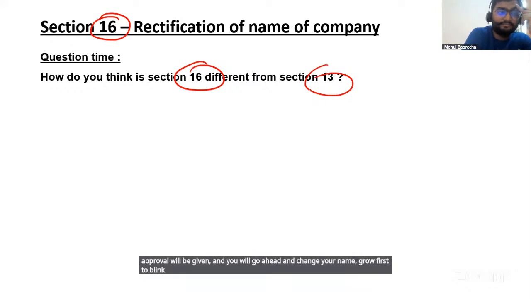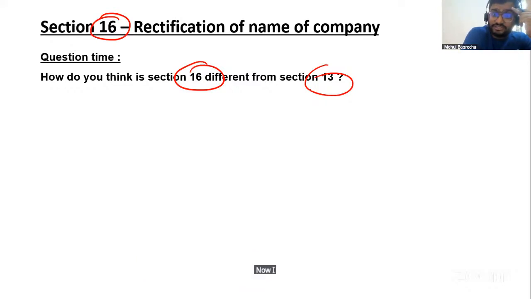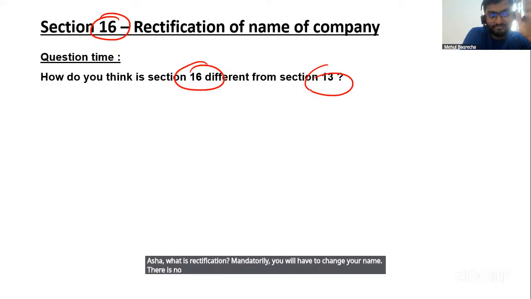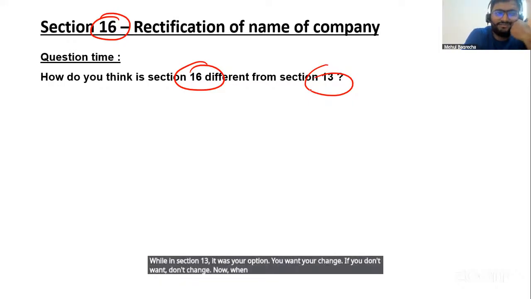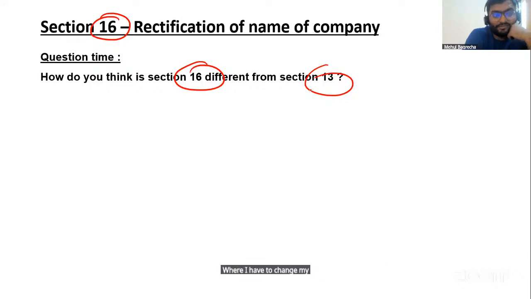We saw an example. Now I'm talking about section 16. Section 16 says rectification of name. Asha, what is rectification? Mandatorily, you will have to change your name. There is no option. While in section 13, it was your option. You want, you change. If you don't want, don't change. Now, when will this come, sir? When will this happen? Where I have to rectify my name.